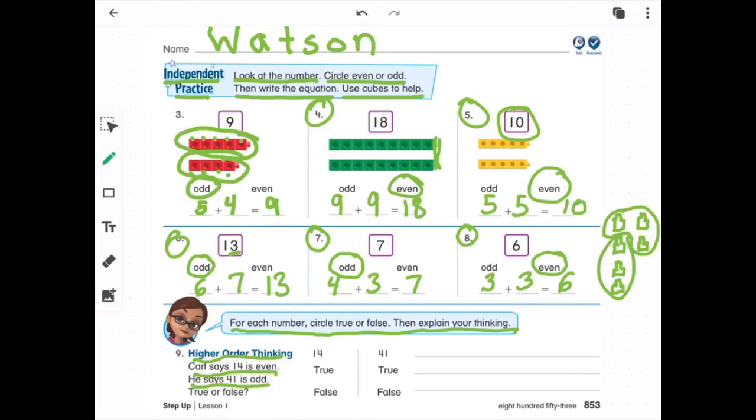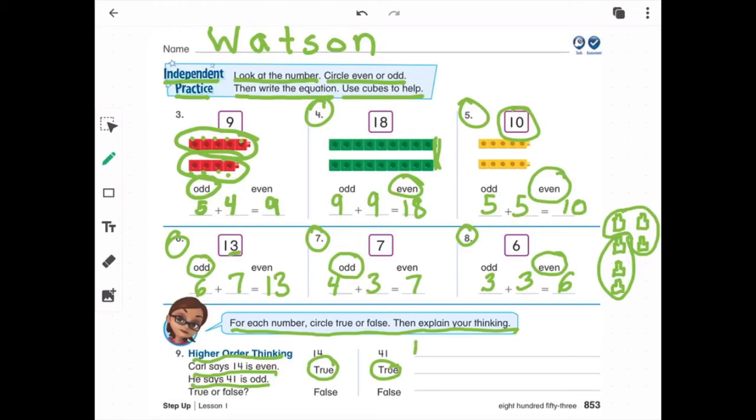Okay. 14 is even. That would be true, right? Because 4 can be split. And 4 is in the ones place. And 14. 41 is odd, is what he said. So is that also true? Of course. 41 is odd. Now let's explain our thinking.